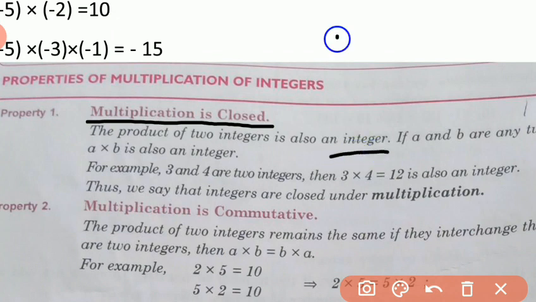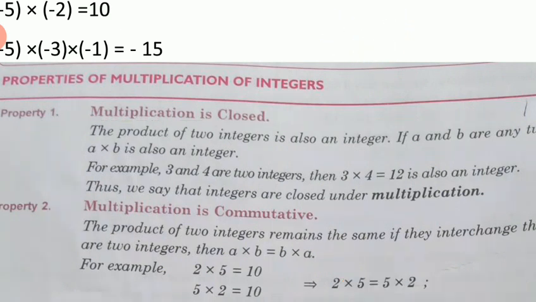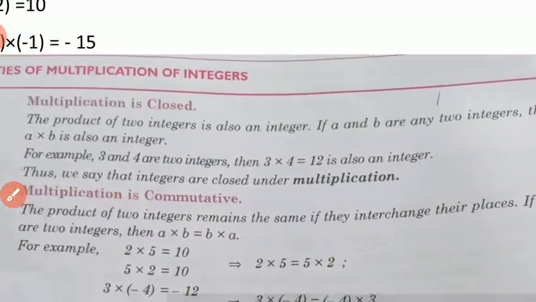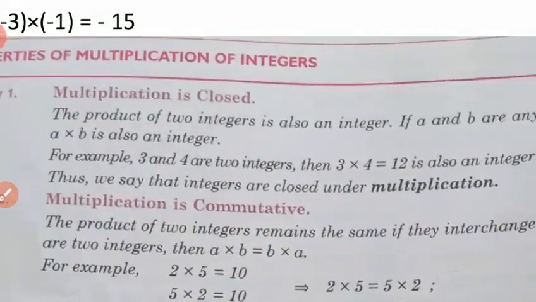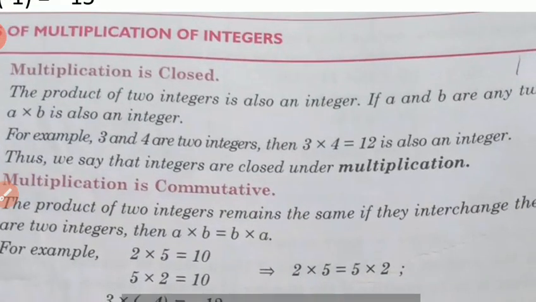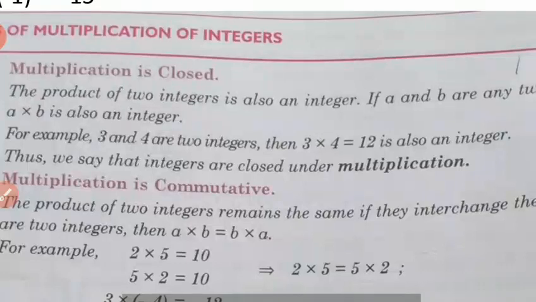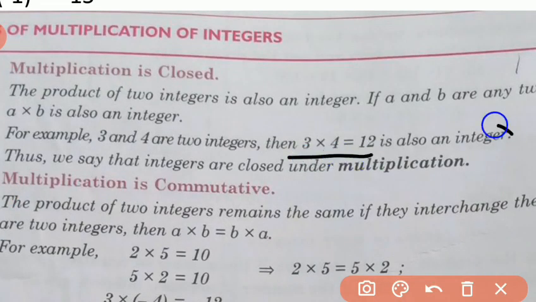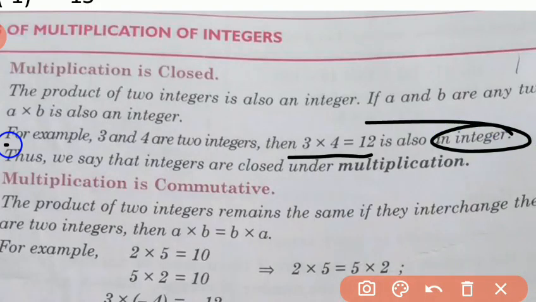Product means if you multiply any two integers, the answer will also be an integer. If a and b are any two integers, then a cross b is also an integer. Let us see by one example. For example, 3 and 4 are two integers, then if you multiply 3 into 4, which is equal to 12, 12 is also an integer. So thus we can say that integers are closed under multiplication.